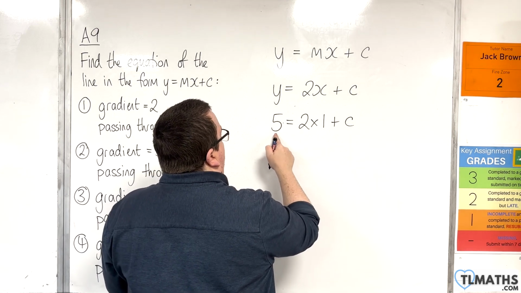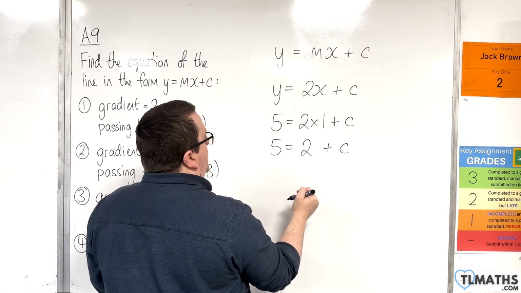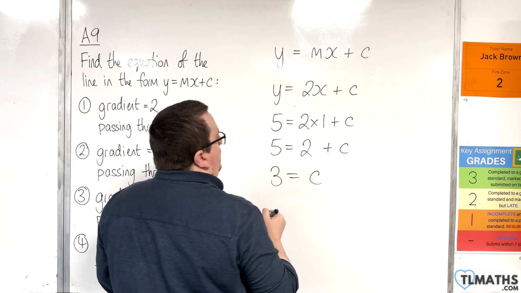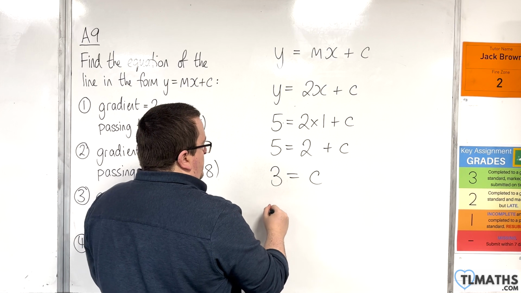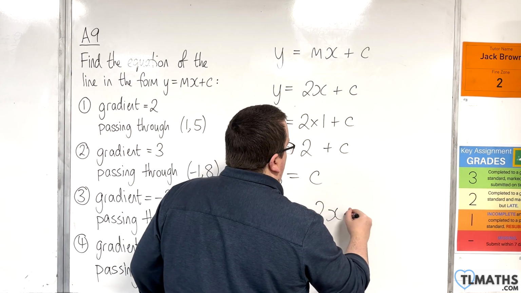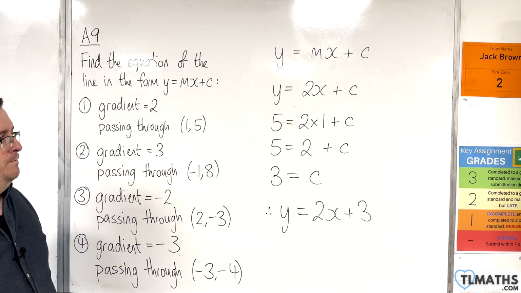So here we have 5 is equal to 2 plus c. Subtract the 2 from both sides, and so c is 3. So therefore, the answer to our first one is y is equal to 2x plus 3. Okay, so that's our first one.